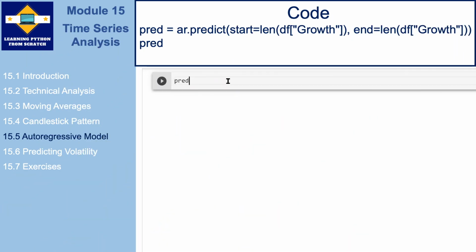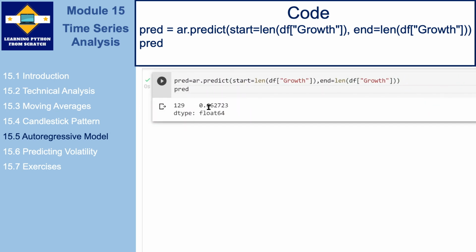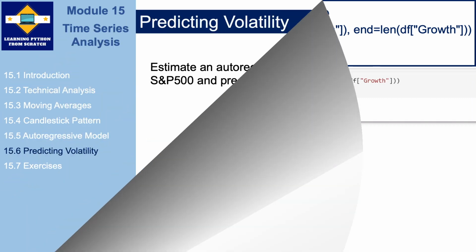Lastly, we are going to make the prediction of the next GDP growth rate. Then we use the AR.predict. And then remember, set the start time and then the end time. And then you type pred. So here, you are going to make the forecast for the next period only. And our estimate is that the growth rate will be 0.66%.